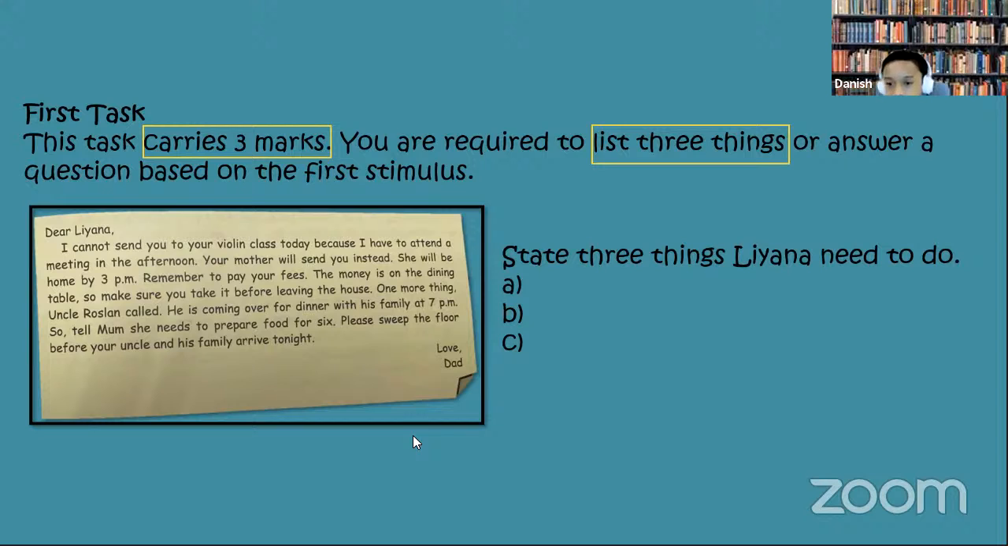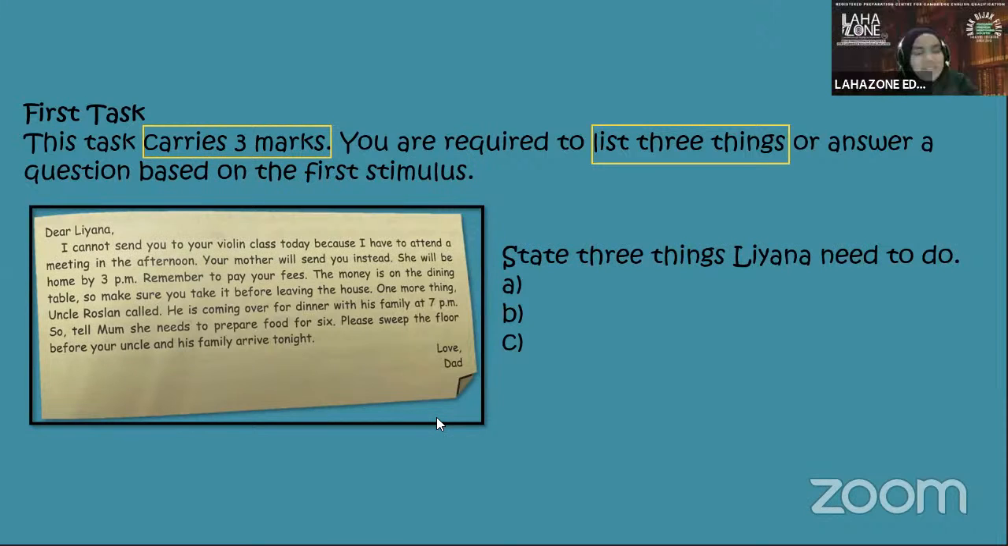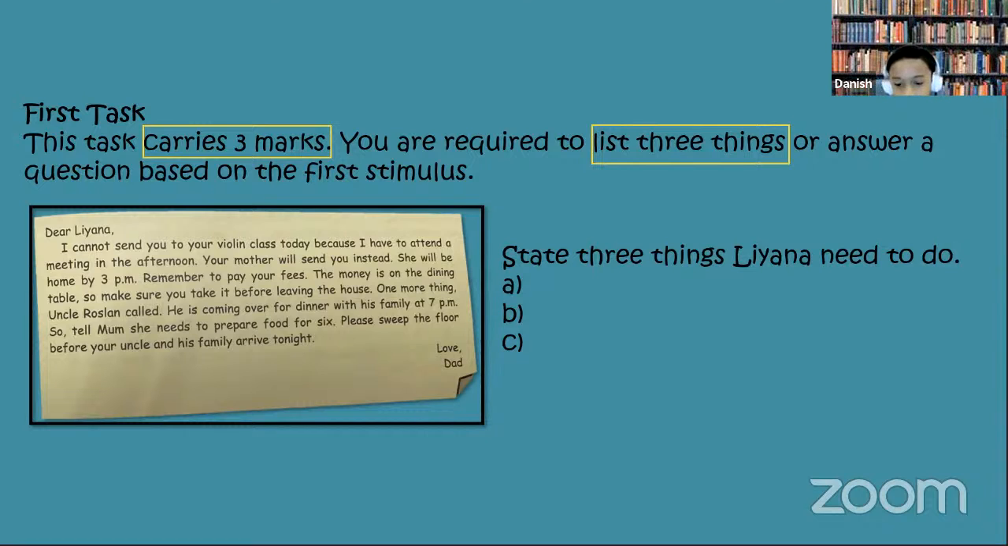Are you done with this? Ajak sikit lagi. Sikit lagi. Okay, let's wait for Danish first. Then I will share how to make this section B easier. It's easy peasy, right Danish? Apa Miss? Easy, right? Easy.